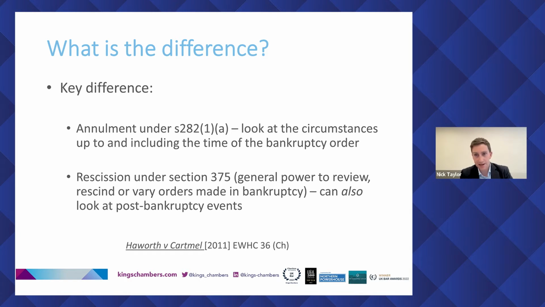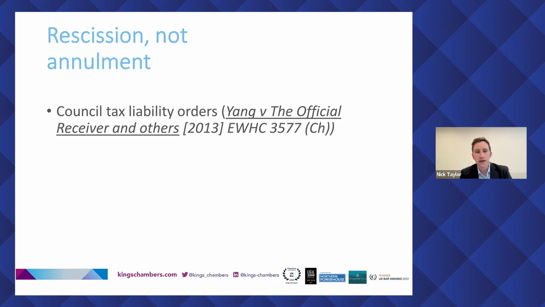Now, that difference can sometimes seem a little bit cryptic without any context, but I think it's helpful to give an example. Laura's already referred to the case of Yang and the official receiver. I've cited the High Court decision of His Honour Judge Hodge QC, but this is in reference to council tax liability orders, which, as Laura says, are a species of debts which, if it exists at the time of the bankruptcy hearing, and there's no outstanding appeal or intention to lodge an appeal in respect to this order, can quite properly found a bankruptcy order, as they very often do.